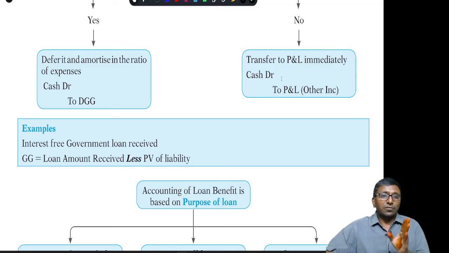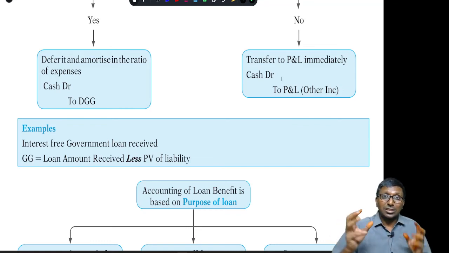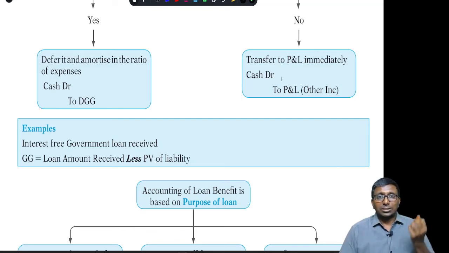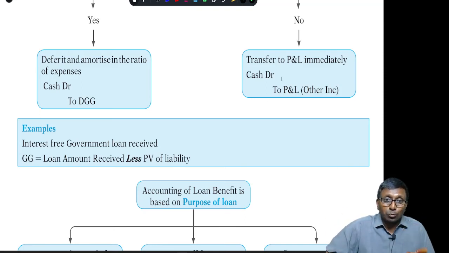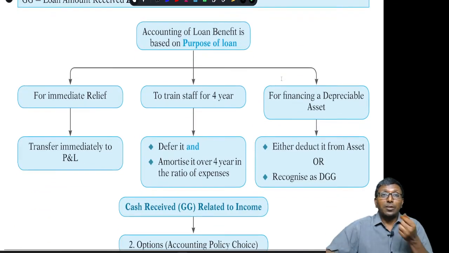If it is an interest free government loan, then what is the government grant amount? Actual money amount received minus the fair value of the financial liability. That difference is going to be treated as government grant. Say we received cash, cash account debit 100, to loan amount, let's say 90 rupees. 10 rupees is government grant. What are you supposed to do with the 10 rupees? I mean, where should I transfer it?